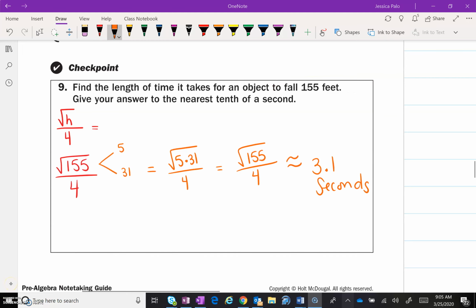Did you figure it out? The only factors of 155, other than 1 and 155, would be 5 and 31. 5 and 31 are both prime numbers, so they can't be simplified any further than that. So you end up with radical 155 over 4 again. So you're just going to put that into the calculator, and it will take approximately 3.1 seconds for an object to fall 150 feet.